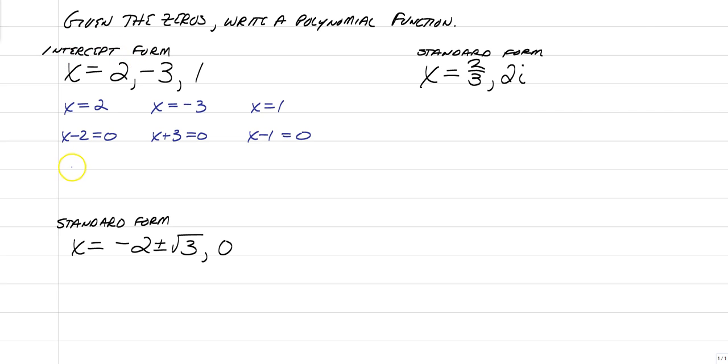So in intercept form, that's actually the easiest form. All you have to do is say f of x is equal to, and then you have your x minus 2, x plus 3, and x minus 1. That's intercept, also known as factored form.